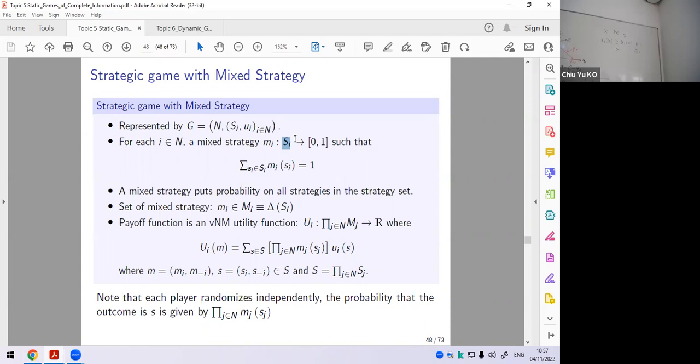And a very important assumption we make here is that they randomize independently. So that means this outcome would appear with probability M1 of S1 times M2 of S1, because of independence. So here comes, that's why this is so. You are just randomizing over each of them. Okay, is that clear?